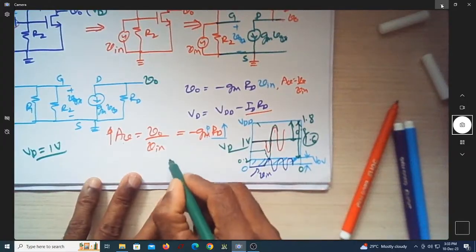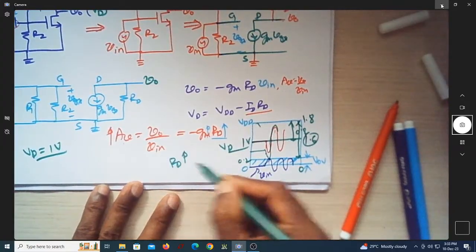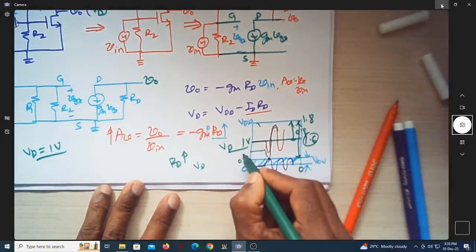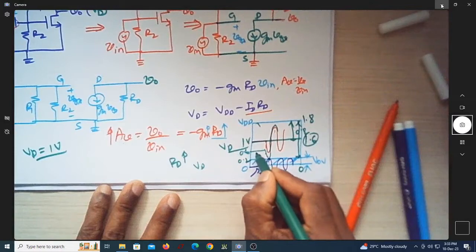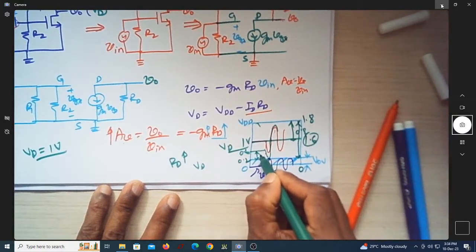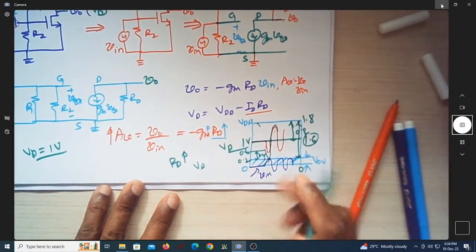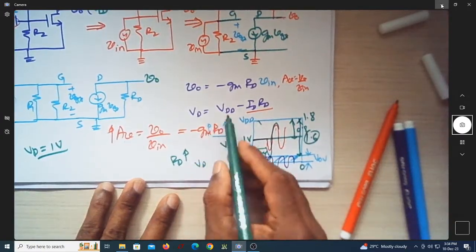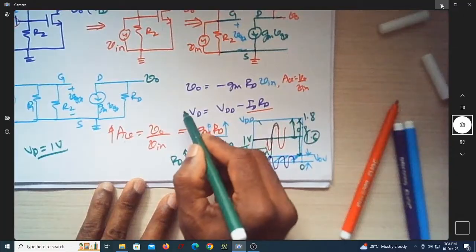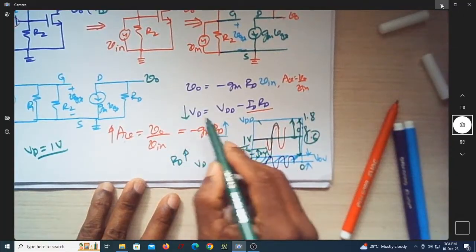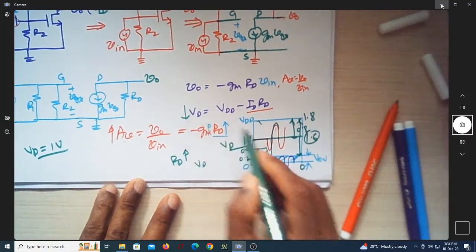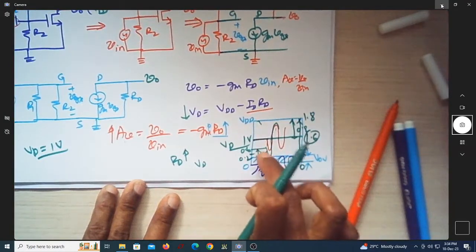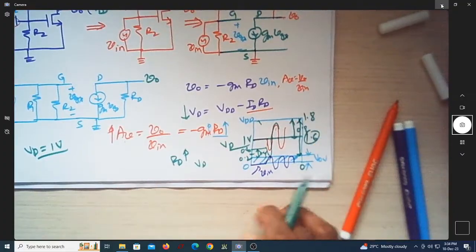So if you increase the value of RD, as VD keeps reducing, assume that this was 1, this has become 0.6. When it is 0.6, how much is the swing that you have at the bottom? You hardly have 0.4 volts. If you further increase, this may come down. So the increased value of RD will reduce the value of VD, so that I will be left with very little swing at the lower part of the output waveform.